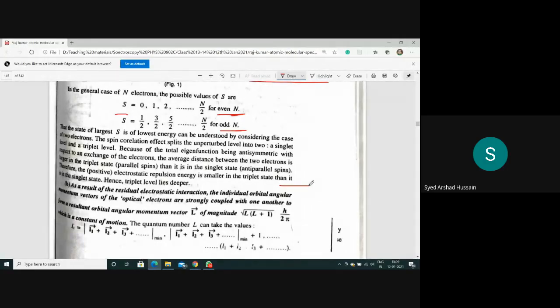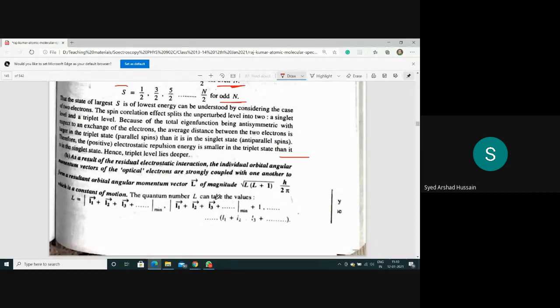Then according to the LS coupling scheme, what you have to consider is the interaction between the small l of more than one orbital electron, that is, optically active electrons. Here also all the small l will interact with each other and result in a resultant orbital angular momentum vector, capital L. Here capital L is different from small l. Okay, this capital L is a resultant of interactions between more than one small l.